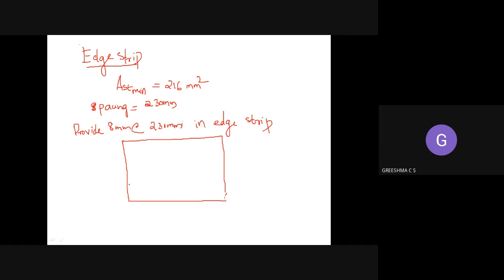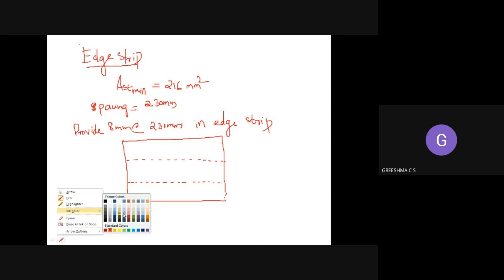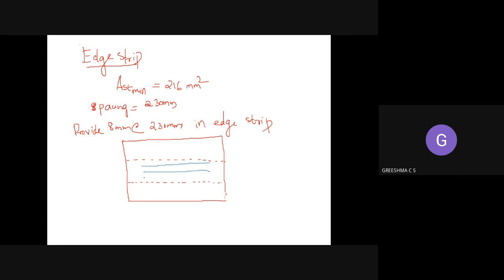First we have provided reinforcement along the shorter direction by dividing it into 3 strips. Along the x direction we have provided 8 mm dia bars at 150 mm center to center in the middle strip. These are the 8 mm dia bars provided at a spacing of 150 mm.